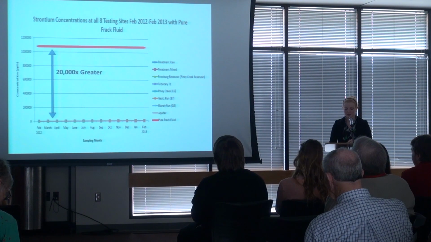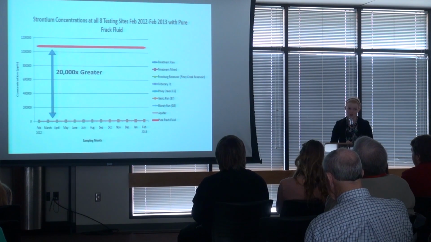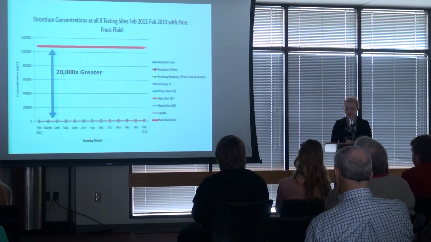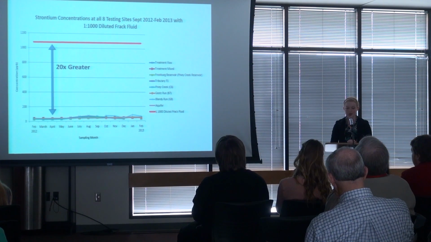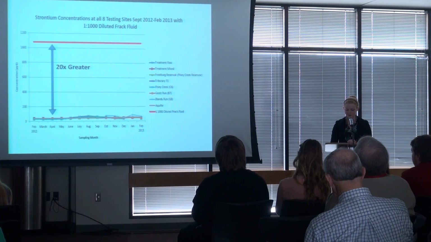Therefore, frac fluid has a strontium concentration that is 20,000 times the natural level. Even at a dilution of 1 to 1,000, strontium levels are still 20 times higher than our natural strontium averages. It should be blatantly obvious if contamination occurs at any of our sampling sites.